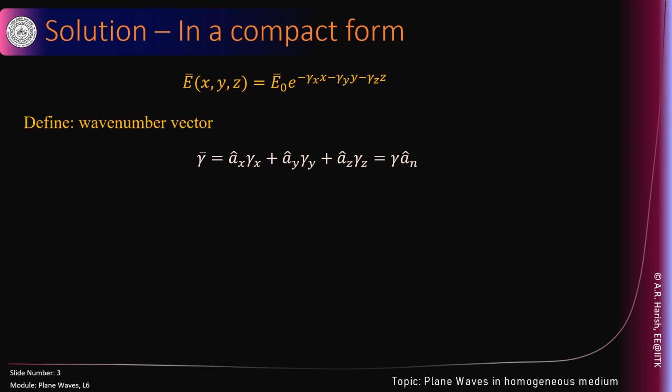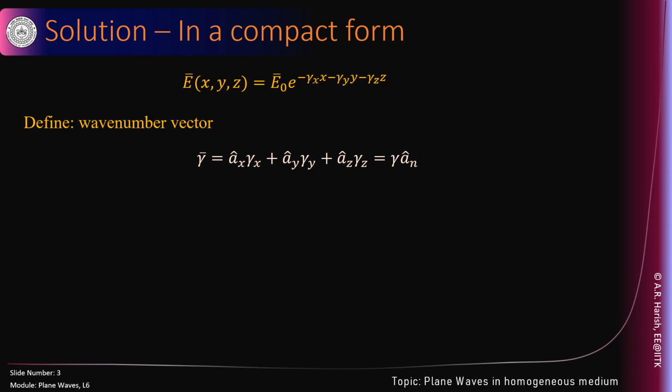Now we want to understand this equation. That's the idea here. So we define a vector called gamma bar. It is called wave number vector because gamma was the propagation constant. It is a_x gamma_x plus a_y gamma_y plus a_z gamma_z, which is equal to gamma times a_n cap. a_n cap represents a unit vector in the direction of gamma bar. It is some vector. We don't have to worry about it for the moment. As long as we understand that gamma bar is a vector and how its components are represented, that is good enough for the moment.